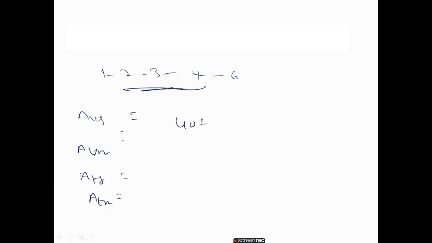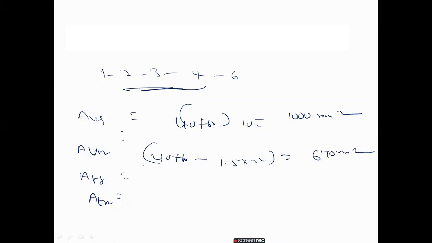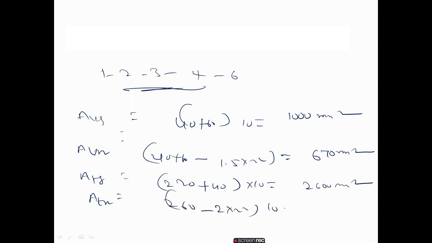So same 40 plus 60 multiply with the 10, I will get the 1000 mm square. AVN 40 plus 60 minus 1.5 into 22. So you will get 670 mm square. Same 220 plus 40 multiply with the 10 thickness, that is a 2600 mm square. Next 260 minus 2 into 22 multiply with the thickness 2160 mm square.